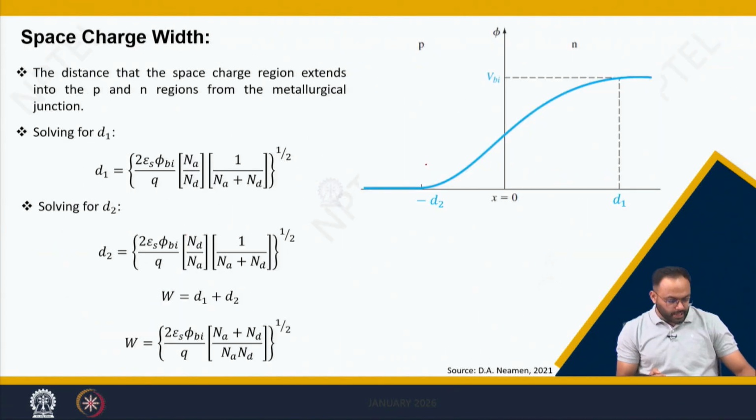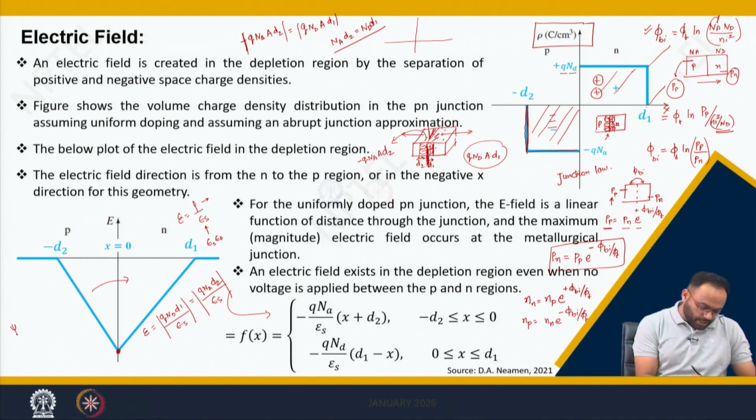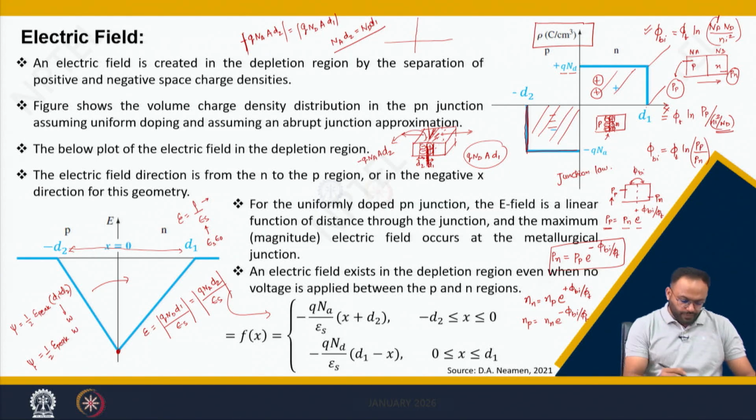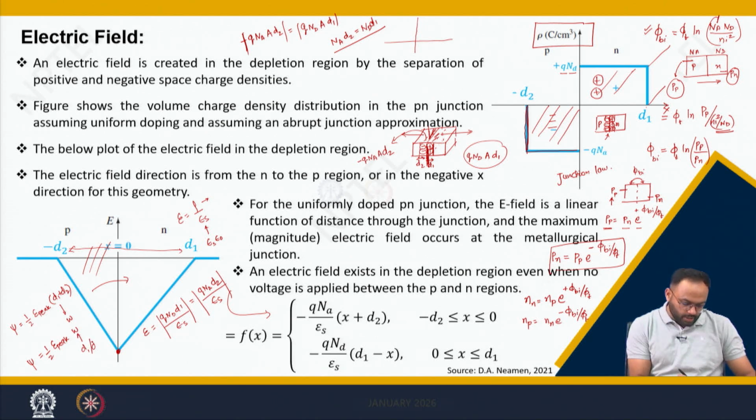Similarly, by finding the area of this triangle of the electric field, we can get the potential. If I am interested in potential, it is nothing but the area of this triangle, meaning half of E peak into this complete length, which will give me the total potential. So d1 plus d2; let us call d1 plus d2 as W. So half E peak into W. If I am interested only in the potential at one region, then I can use d1 or d2 instead of W.